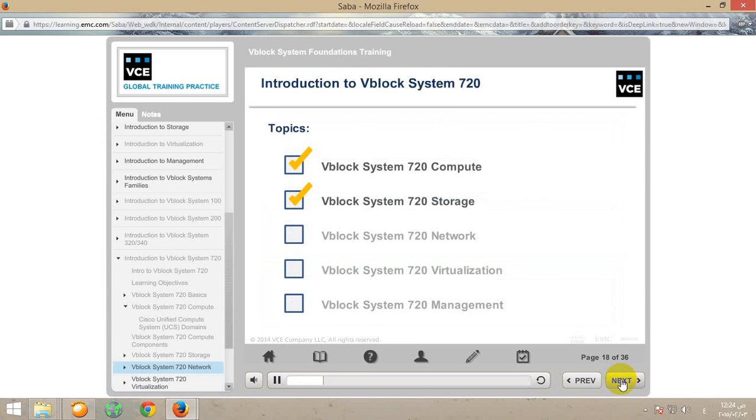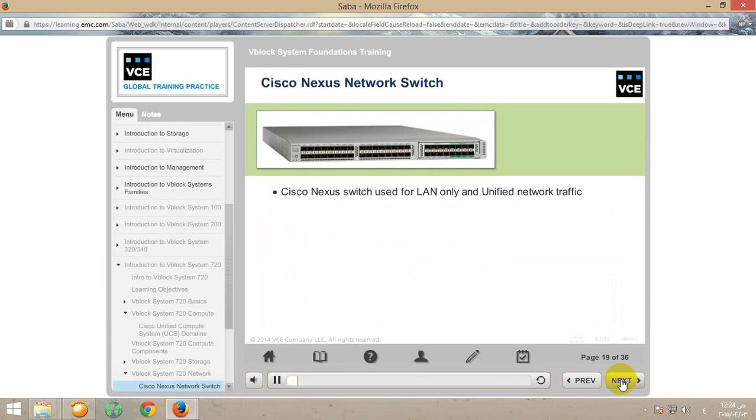The last hardware components that we will talk about are the VBlock System 720 network technologies. Here we'll discuss the network switches available in this system. The Cisco Nexus network switch is available in the VBlock System 720.